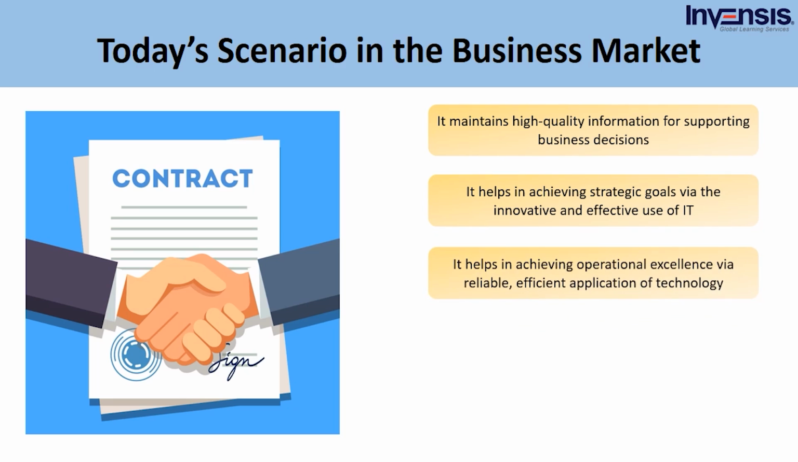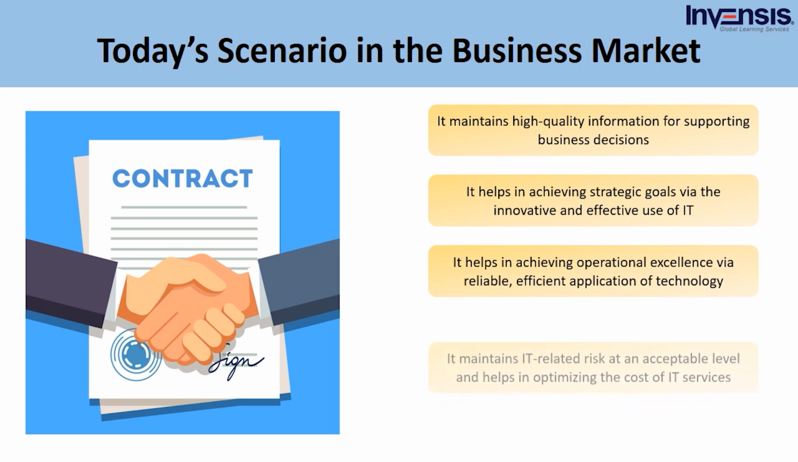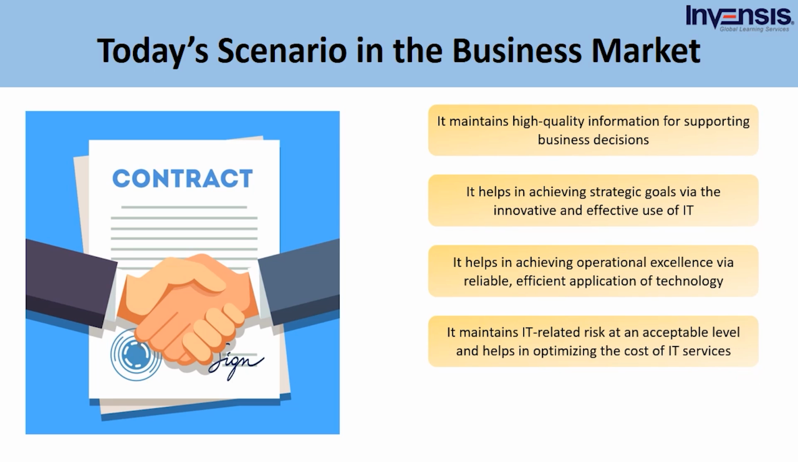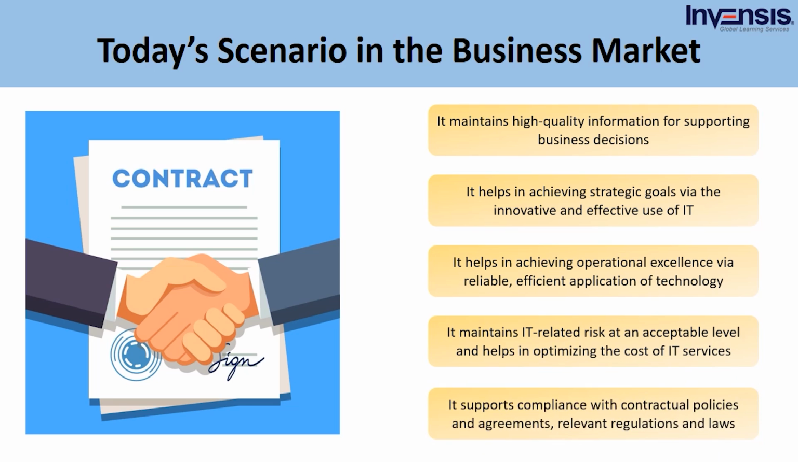It helps in achieving operational excellence through reliable and efficient application of information technology. It keeps in check IT-related risk at an acceptable level and helps in optimizing the cost of IT-related services. It supports the compliance with contractual agreements and policies which are relevant to regulations and laws. These are some key points that might help you in choosing this COBIT framework.